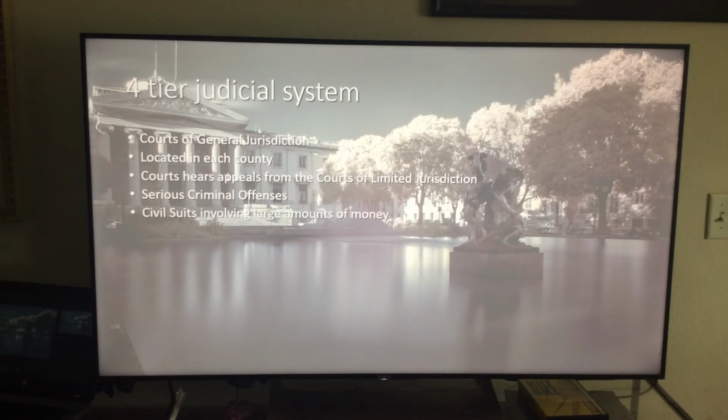Civil suits involving large amounts of money, so when you're suing a car company because of a defect in the car, that's probably a large amount of dollars, so you're going to start in the courts of general jurisdiction. In California, they're called superior courts.